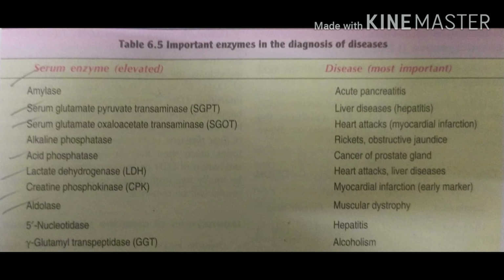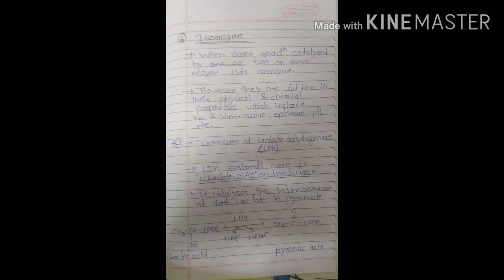The ninth enzyme is 5' nucleotidase, used for the diagnosis of hepatitis. And the 10th and last enzyme is gamma glutamyl transpeptidase, used for the diagnosis of alcoholism. Now the last topic of the enzyme is isoenzyme.